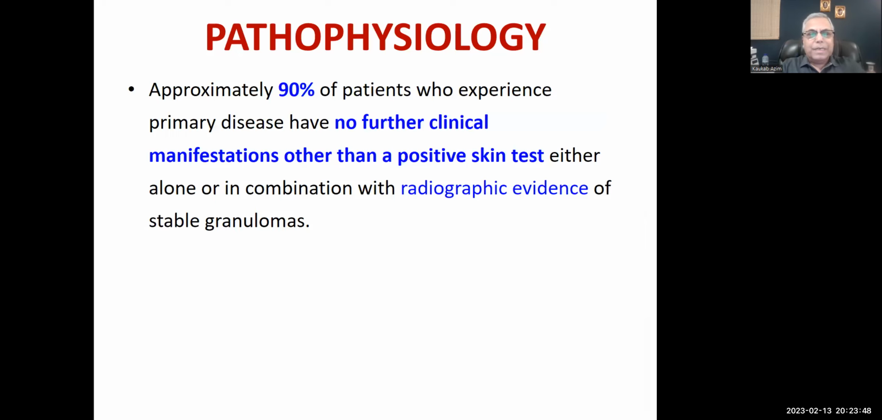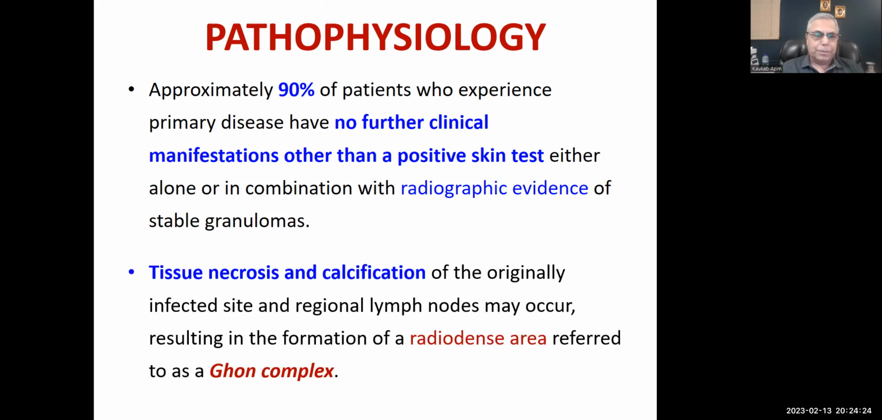Right, so approximately 90% of patients who experience primary disease have no further clinical manifestations other than a positive skin test, either alone or in combination with radiographic evidence of stable granulomas. So 90%, they have mycobacteria inside their lungs, in their alveoli, but they do not go on to develop the signs and symptoms. What will happen is, because the immune system has responded, they will have a positive skin test that we will look at a little bit later.